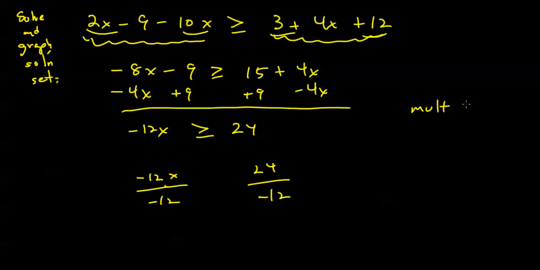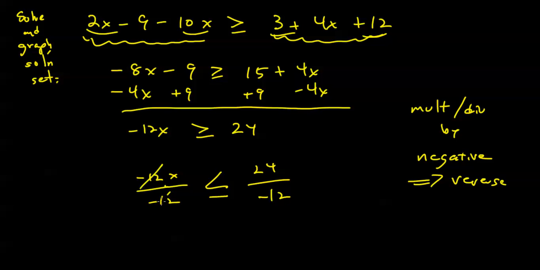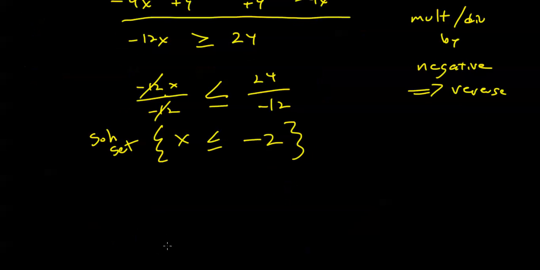And here we go. When you multiply or divide by a negative, an inequality statement, that is when you reverse the inequality arrow. Alright, so this will be my statement here. The minus 12s cancel out. I get x is less than or equal to 24 over minus 12 is minus 2. So once I reduce it to the simplest possible statement, I call this a solution set. X less than or equal to minus 2.